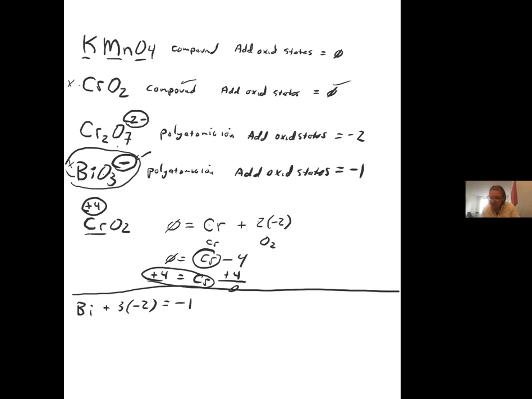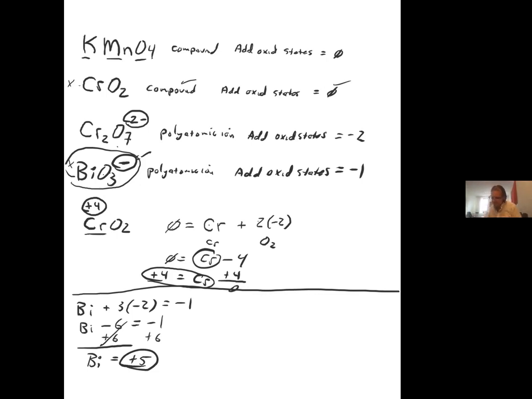Okay. If the formula were just BiO3, then you would add up to 0. And so bismuth, 3 times -2 is -6, so -6. You add 6 to both sides. So that'll give you 0 here, and it'll give you bismuth. And then that's going to be -1 plus 6 is +5. And so for this particular one, we would say that the bismuth is +5.